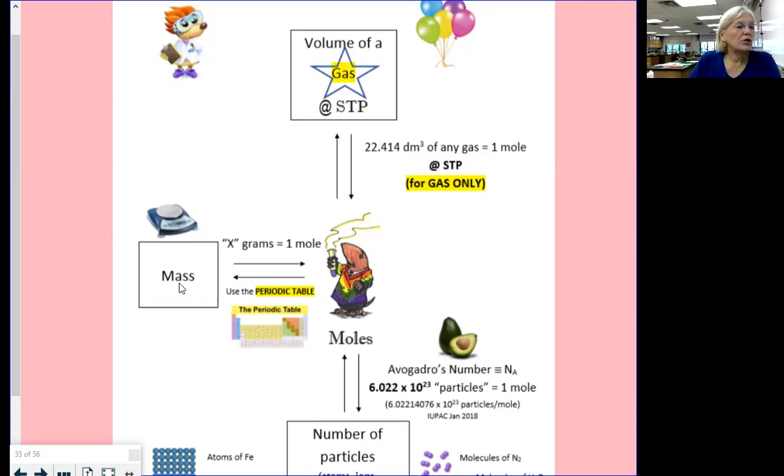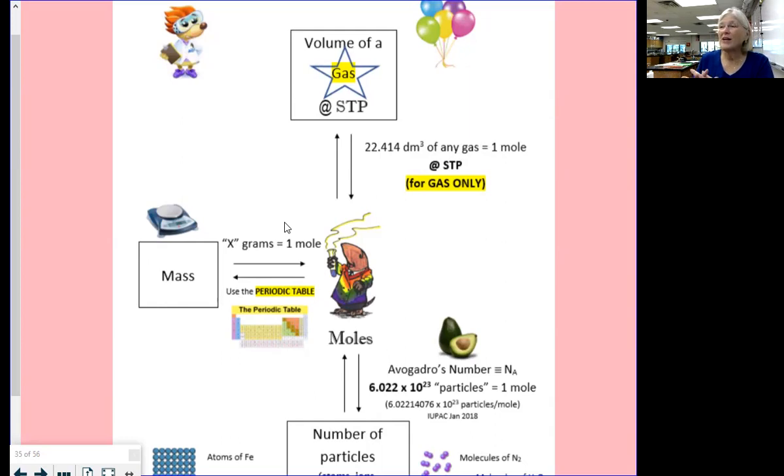To go from mole to mass, you need the periodic table. The periodic table is where you get the mass of 1 mole of any element. The molar mass is what the average atomic mass is. The average atomic mass is the mass of 1 mole of those atoms. Now, of course, if you have a diatomic element, then you have to double that mass.